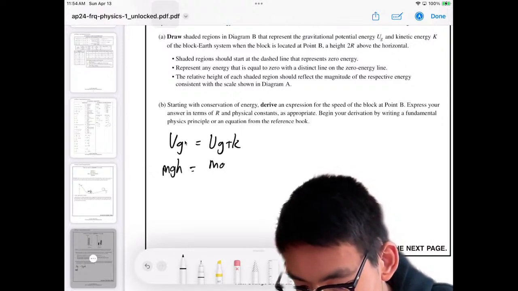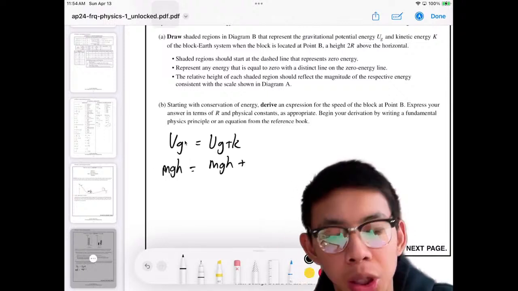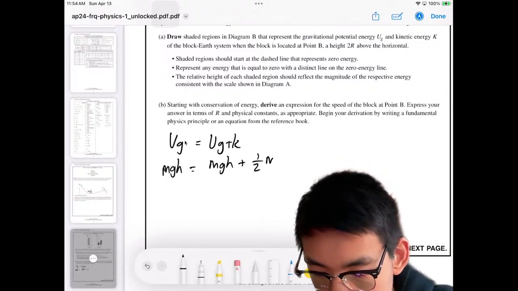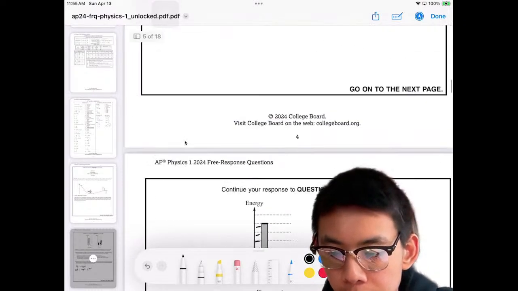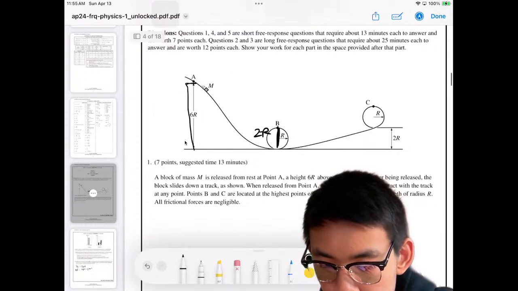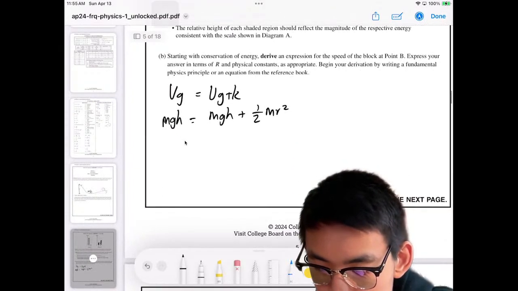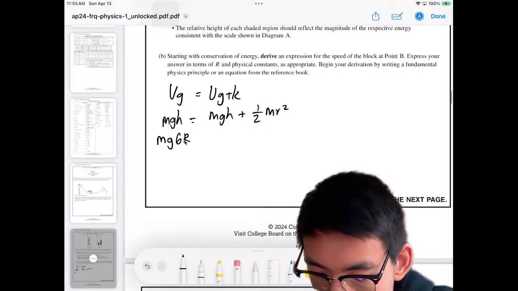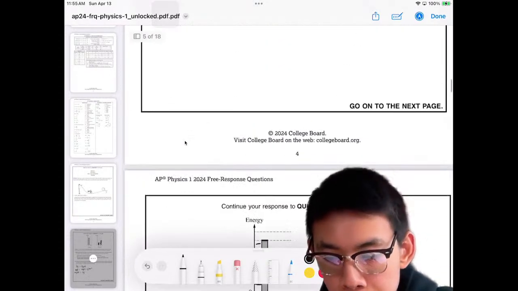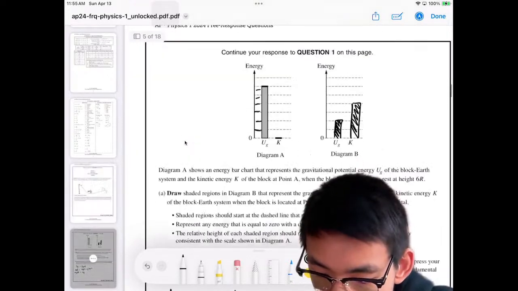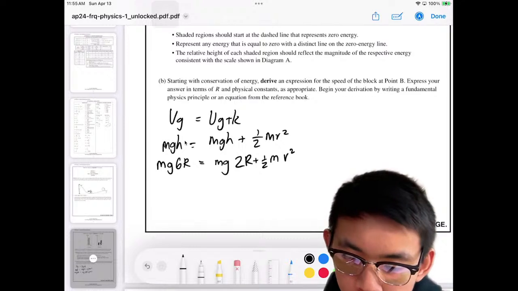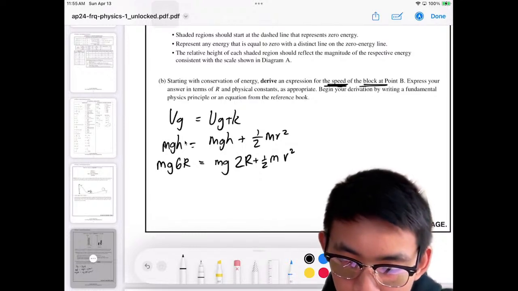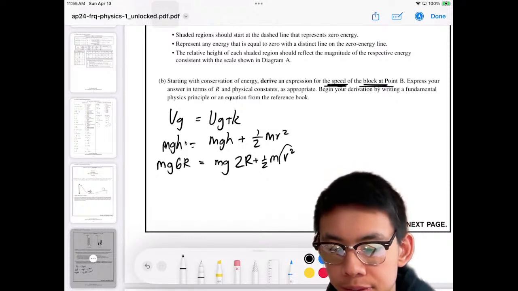UG is also known as mgh, and K is kinetic energy, which is 1/2 mv squared. The height of this block at point A is 6r, so I can substitute that in. mg6r equals mg times the height at point B, which is 2r, plus 1/2 mv squared. Notice I'm being asked for the speed of the block at point B, so in the end I'm going to be solving for this v right here.